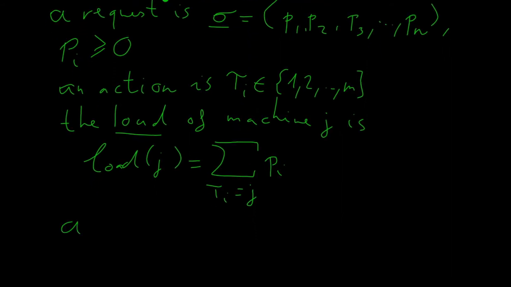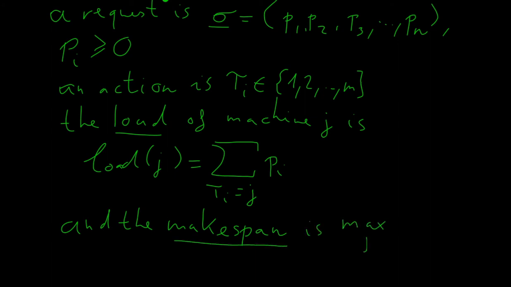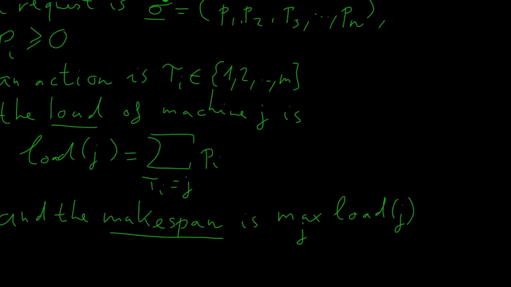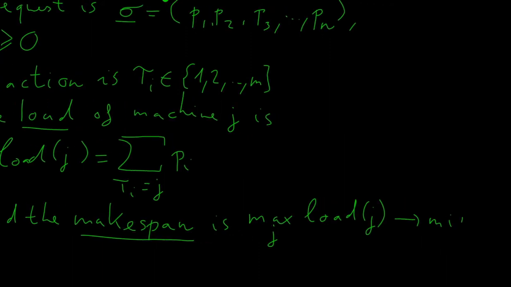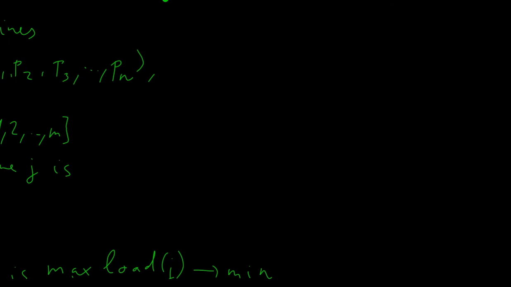Now this is the quantity which we want to minimize, and the makespan is just the maximum load. And this is the thing which we want to minimize. Again, we want to minimize some maximum, right? Now let's see an example and how it's usually depicted.